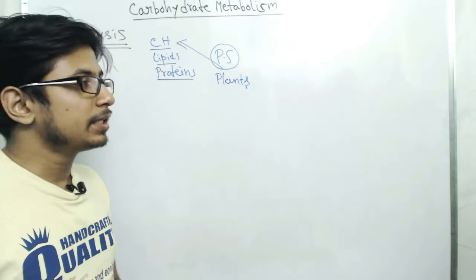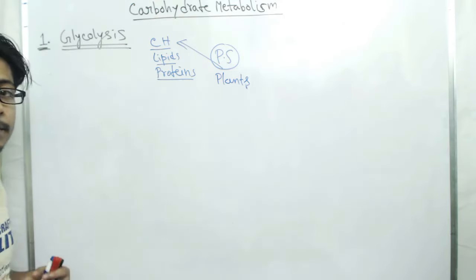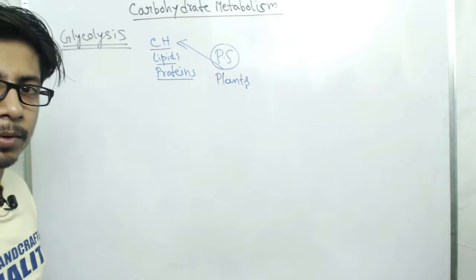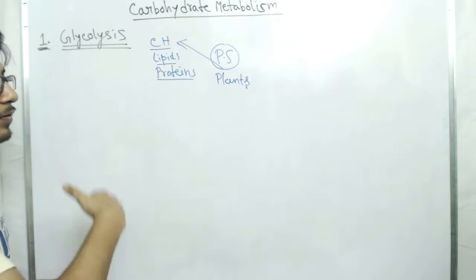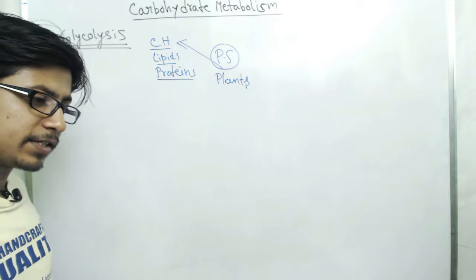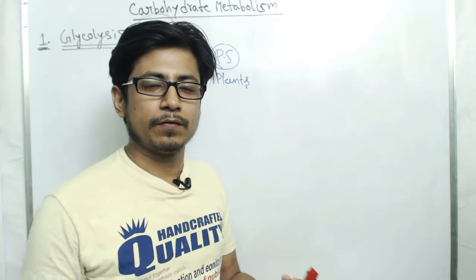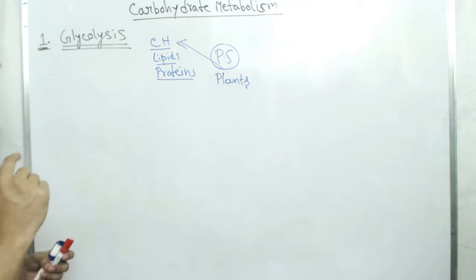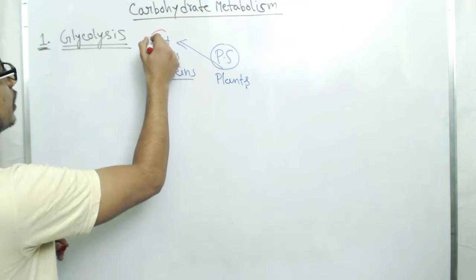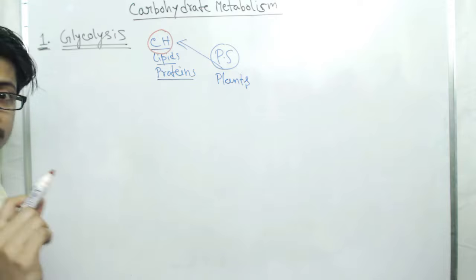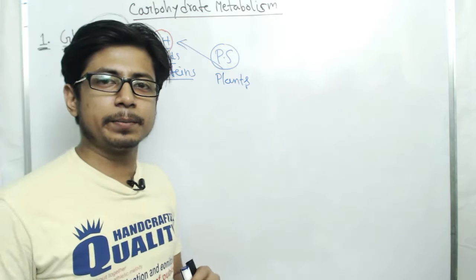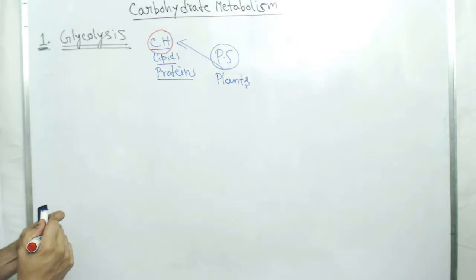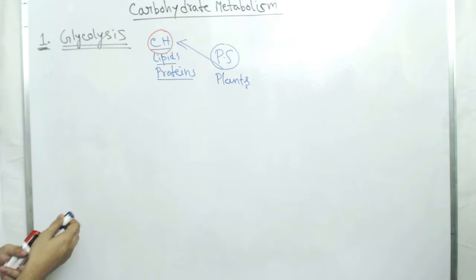And to do that, there are numerous metabolic pathways for carbohydrates, lipids and proteins. They have separate metabolic pathways for the generation of energy from all these macromolecules. Now here we are talking about the process of carbohydrate metabolism especially. And carbohydrate metabolism starts with glycolysis.